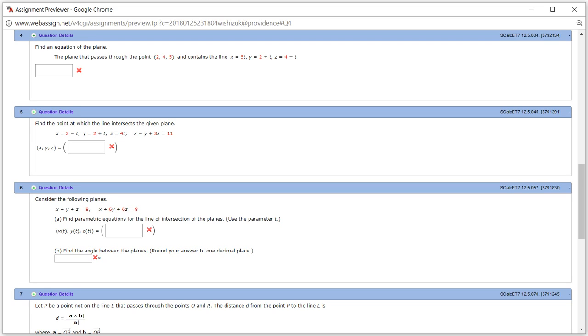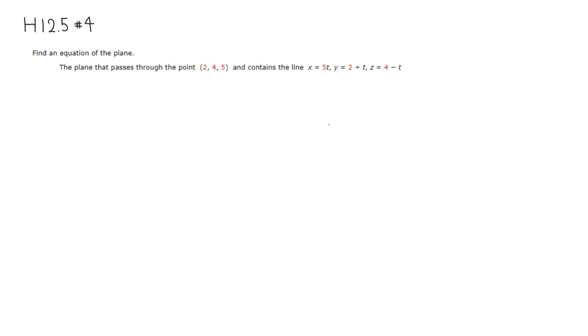Alright, let's look at the homework 12.5, problem number 4. We want to find an equation of the plane that passes through the point (2, 4, 5) and contains the given line. Alright, so let's do that.